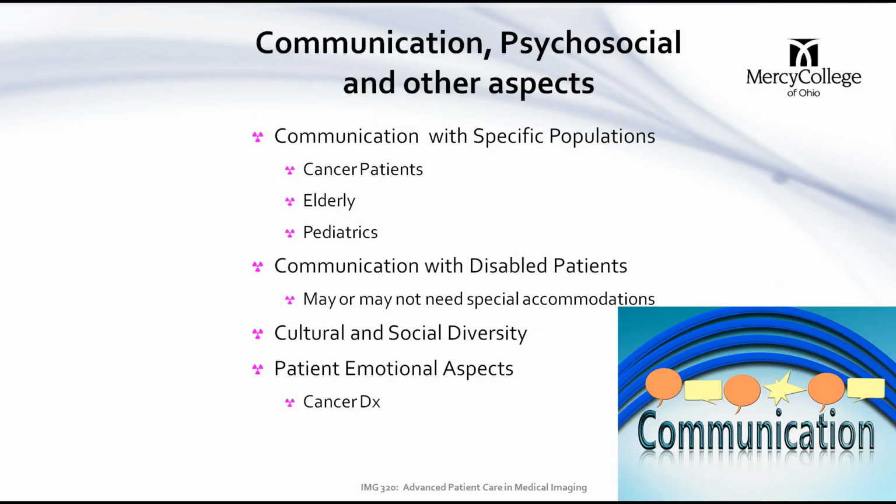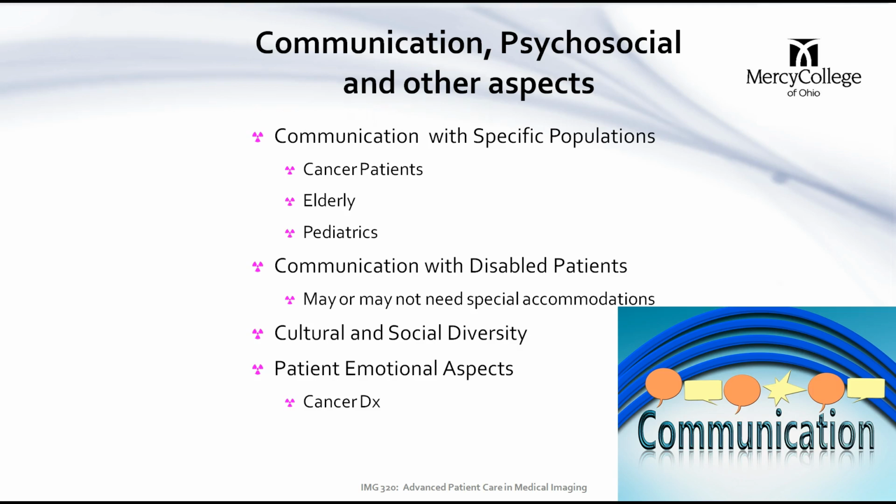For the communication and the psychosocial and other aspects, we're going to be talking a little bit about how to communicate with specific populations, such as cancer patients, elderly, and pediatrics. Obviously, each population that we deal with, you have to provide, in a sense, different patient care for that population. Pediatric patients really are going to need a lot of attention. Elderly patients, some people need you there just to hold their hand. And of course, cancer patients are pretty upset about their diagnosis, so maybe they'll need a little extra as well. So we'll discuss those populations.